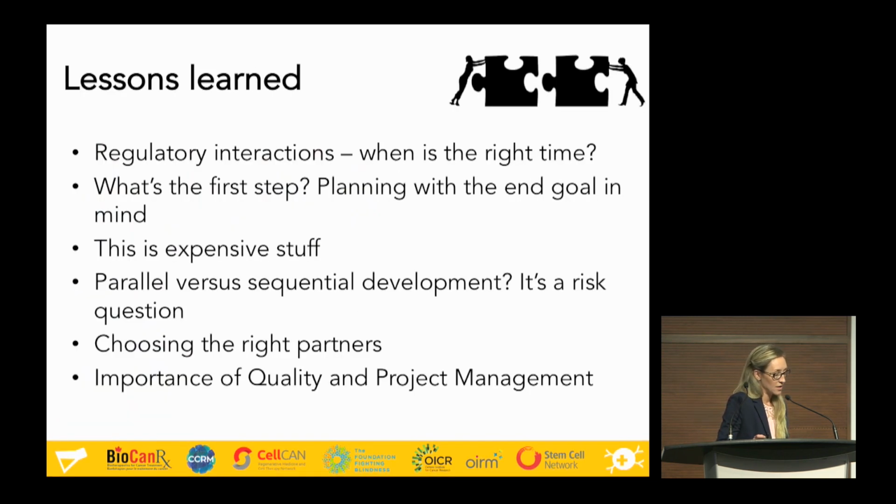So this is my, I think, second last slide, just to walk you through some of the lessons learned from this experience. Regulatory interactions, when is the right time? This is a tough one. I'm a PhD scientist by training, so I'm not at all a regulatory expert. But if you find one, keep them close by.